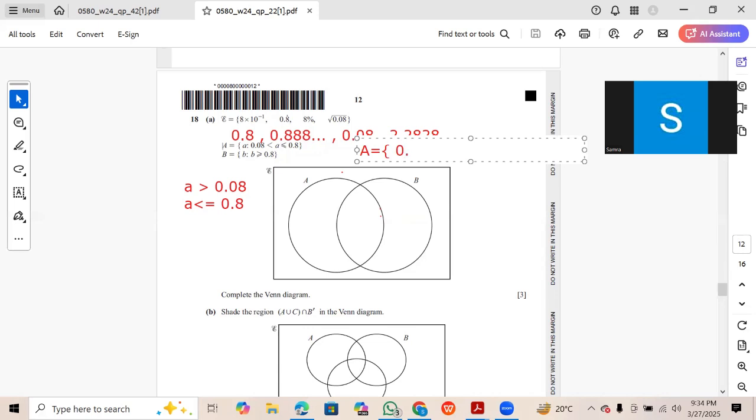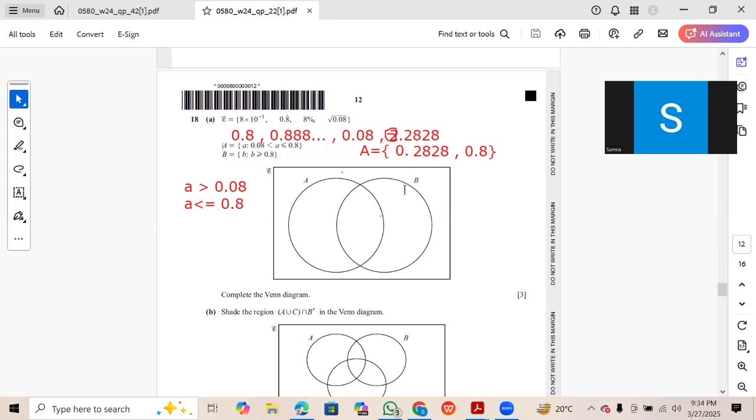0.28 will also be included. Was that 0.28 or 2.28? I think I made a mistake, but it was 0.28. Yes, that's why this will also be included in our set A. So this will be 0.2828. And the next number, 0.8, will also be included. So this is our set A.